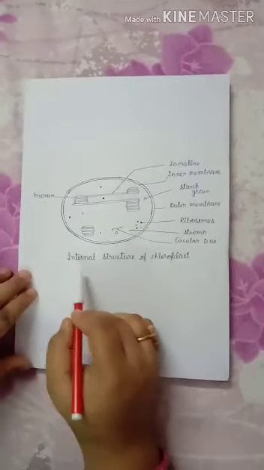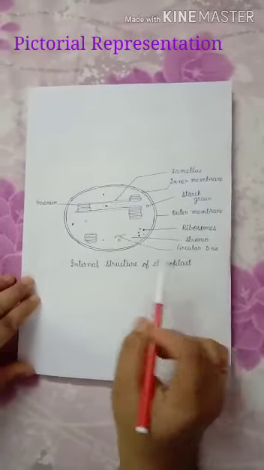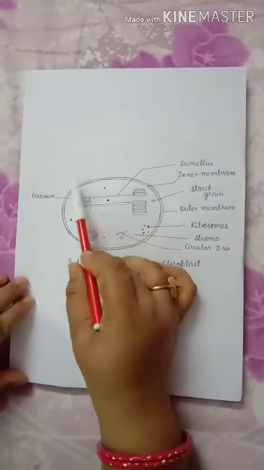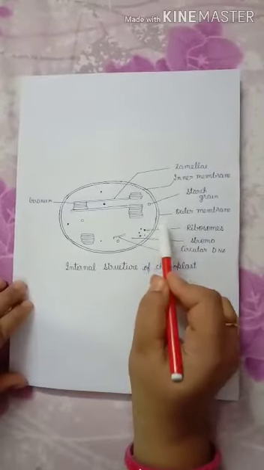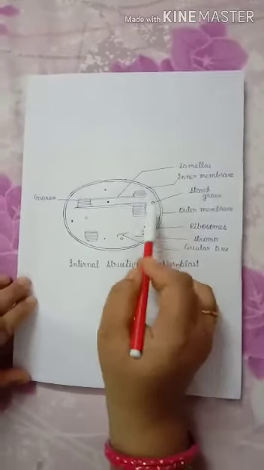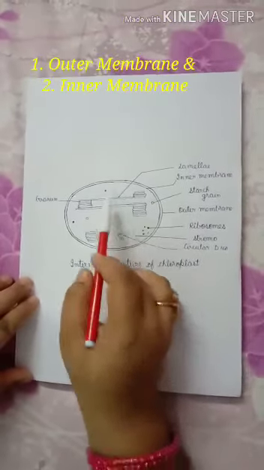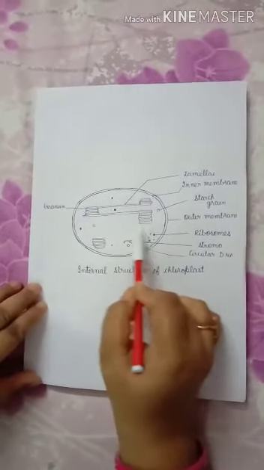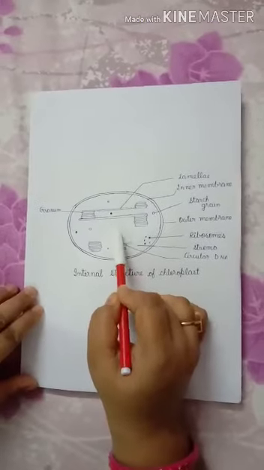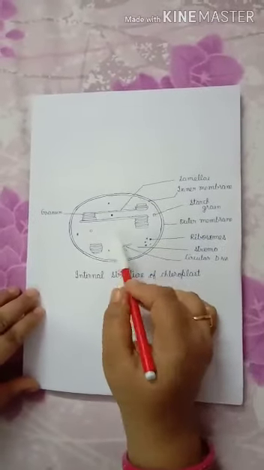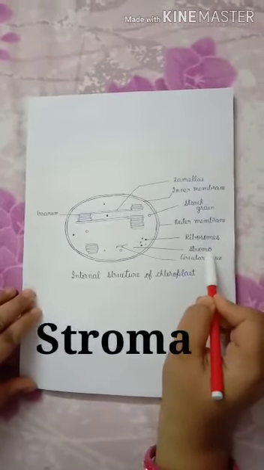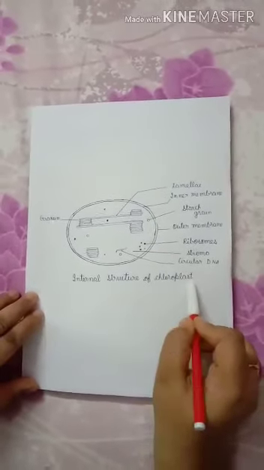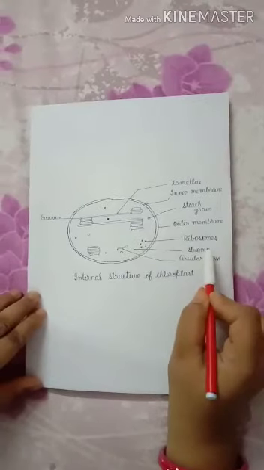Now let me describe the internal structure of chloroplast through this diagram. You can clearly see there are two membranes, the outer membrane and this is the inner membrane, okay? And the cytoplasmic material, the ground substance, the homogeneous material which is present inside the plastid or chloroplast is known as stroma. So the question arises, what is the cytoplasm of chloroplast known as? Then you have to answer it, stroma.